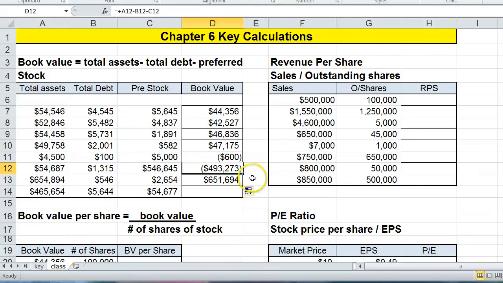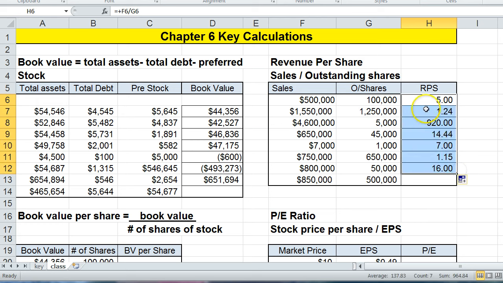Okay, so let's look at revenue per share. And this is another simple formula where we take the sales and we divide it by outstanding shares to give us an idea of revenue per share. And what's good about revenue per share is that if there's a stock price, you get an idea of the relationship of the stock price to the revenues per share. So if I buy one share of stock, how much revenue is attached to that? Because revenue is the starting point for profits.